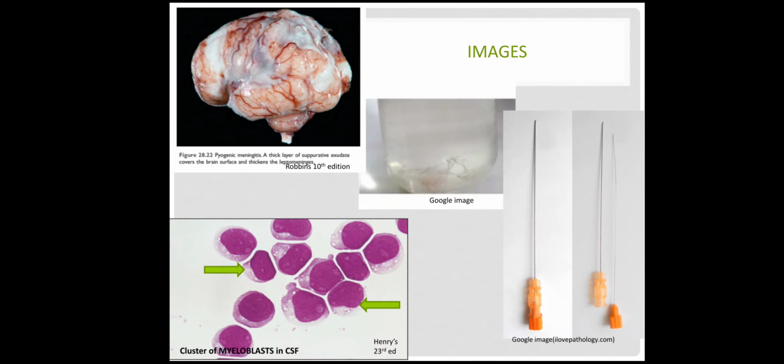These are a few images. This is pyogenic meningitis, and we can see there is pus-like exudate seen on the surface of the brain. And in this picture, this is the cobweb coagulum. This is the lumbar puncture needle, and sometimes we do cytology of the CSF. In this picture we are able to see the blasts. These are blast-like cells which have infiltrated the CSF. These are large blasts having a large nucleus, fine chromatin, prominent nucleoli, and scanty cytoplasm. So there is a cluster of myeloblasts seen in CSF.